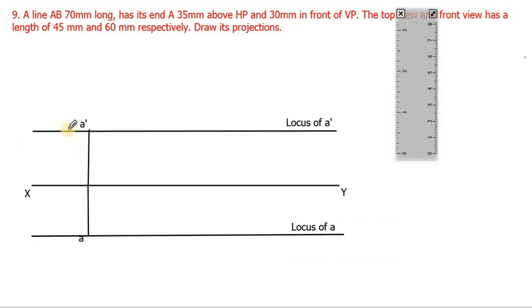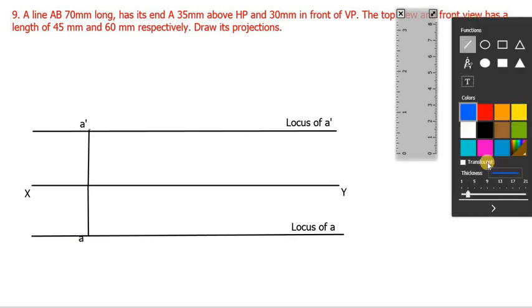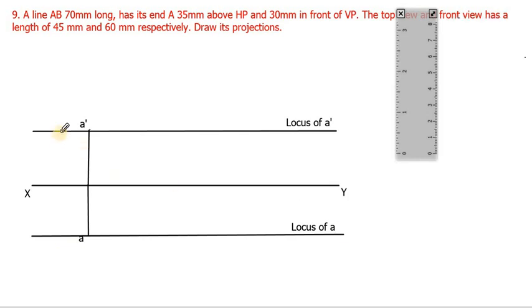Similarly, let us mark the dimension, that is 35 mm above HP and 30 mm in front of VP. So I am using a different color for your understanding. You can use the same pencil. So I have marked the arrowhead. It should be the 3:1 ratio. So draw the arrowhead in such a way that it should be 3:1 ratio. So we can name this as 35 and this as 30.